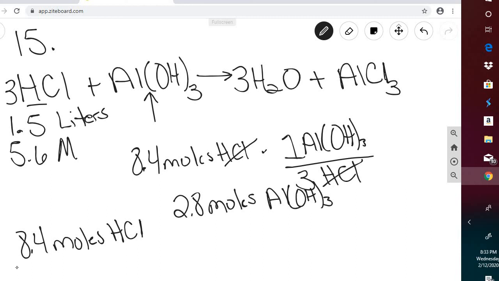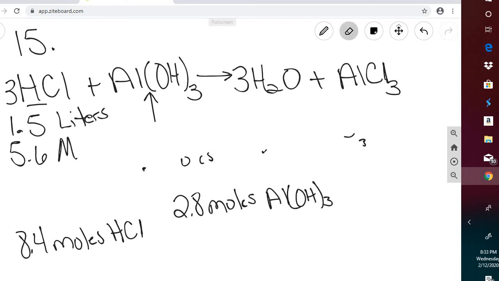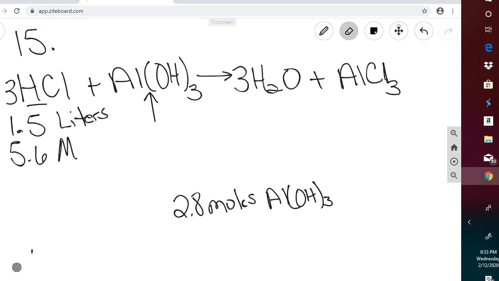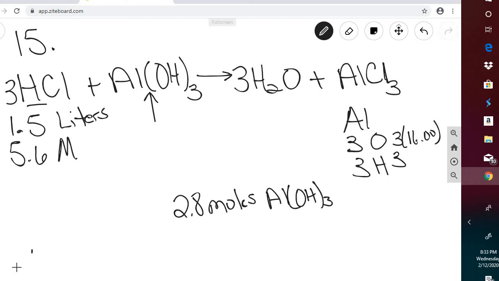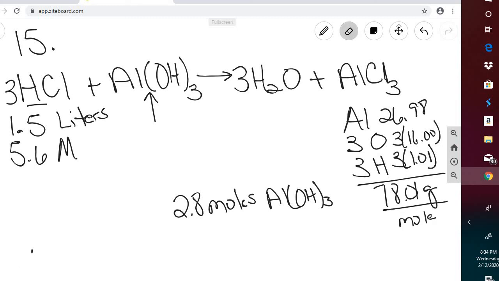The problem asks us for the number of grams. So now it's just a matter of converting those moles to grams. So let's look at, we have 1 aluminum, 3 oxygens and 3 hydrogens. So it's going to be 3 times 16, 3 times 1.01, and then the aluminum is 26.98. So 1 mole of aluminum hydroxide is 78.01 grams per mole. I'm just going to scoot this over here, just give us more room.